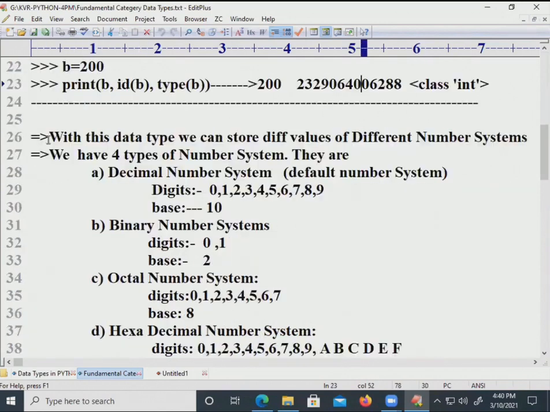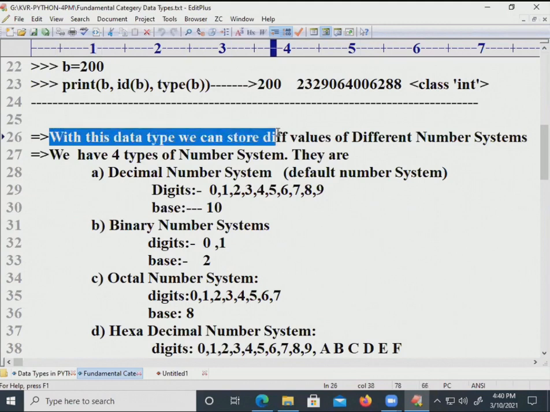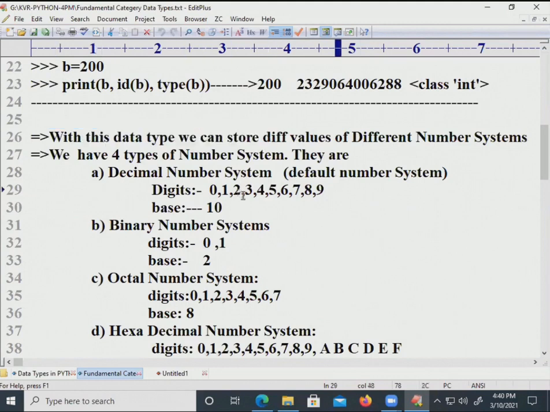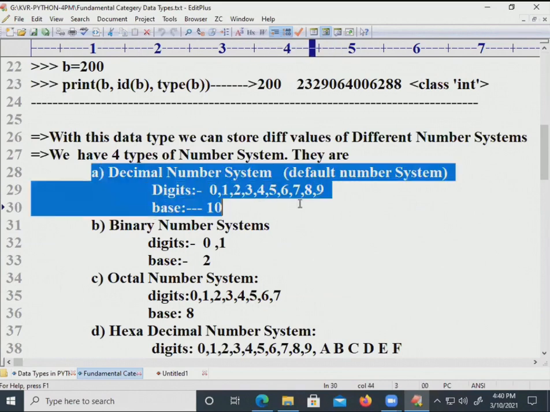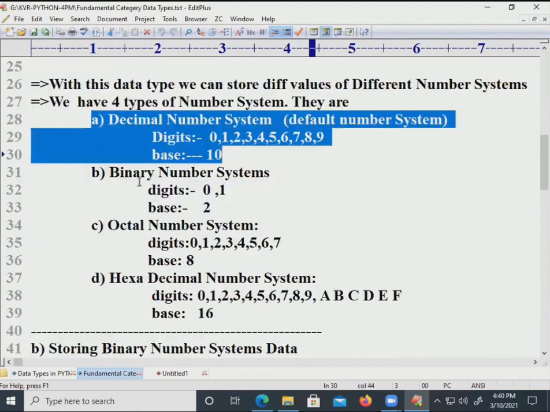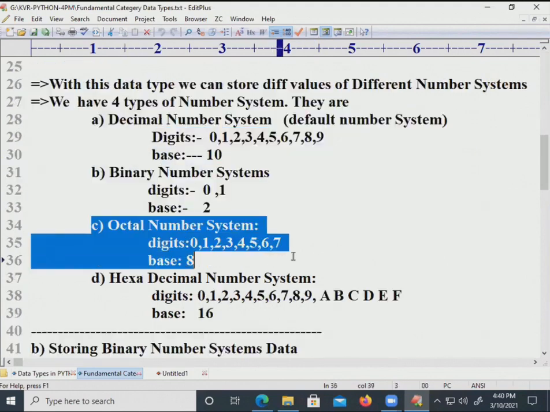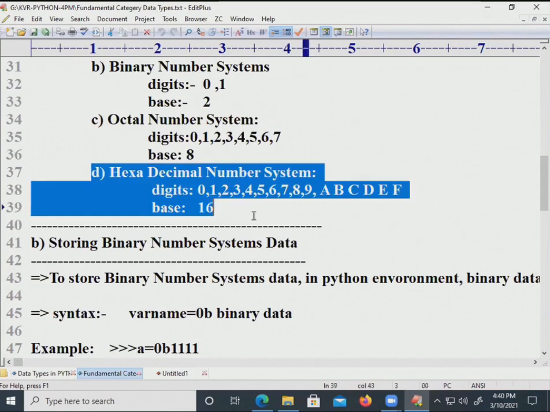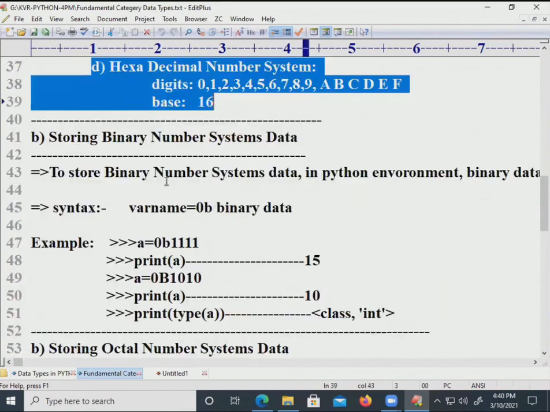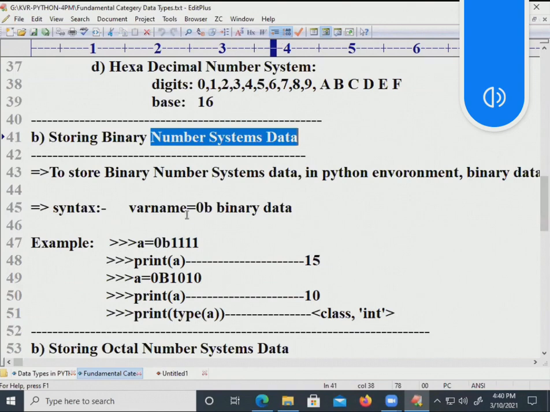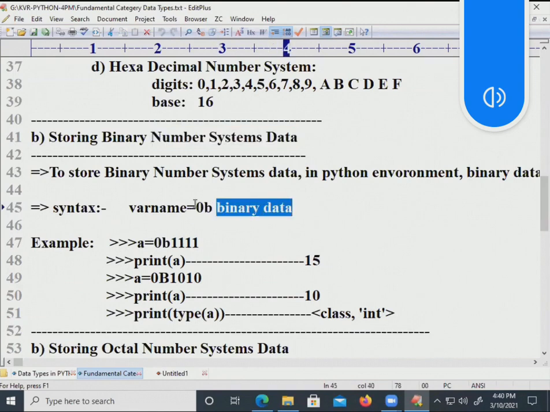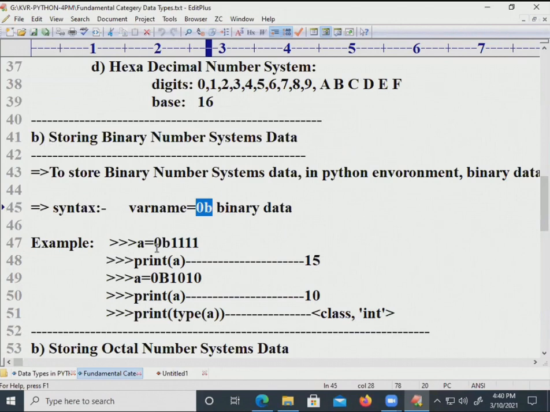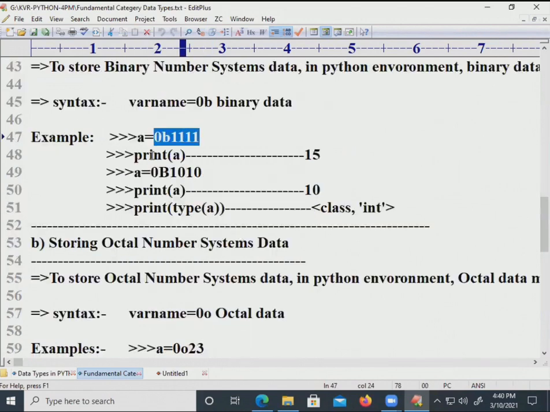Next, with the data type called int, we can store how many types of number system data? Four. The first is the default number system, which we already know. Then the binary number system, and then octal, which we have also seen. And then hexa we are going to see now. To store binary number system data, it must be preceded with 0b. I showed you that in the last class, with the conversion and some calculation also taking place in the class.